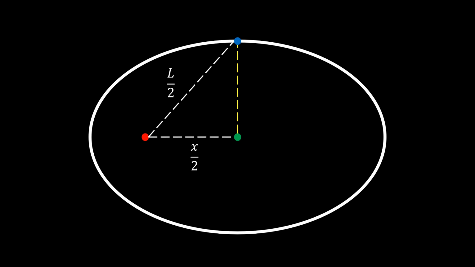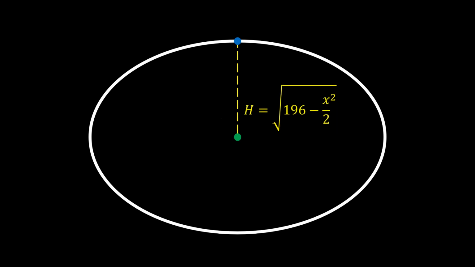This should be obvious that this forms a right angle triangle. We can use Pythagoras' theorem to determine that the semi-minor axis will have a height equal to the square root of half of the length squared minus half of the spacing squared. In this case, we can simplify this height to the square root of 196 minus x/2 squared.